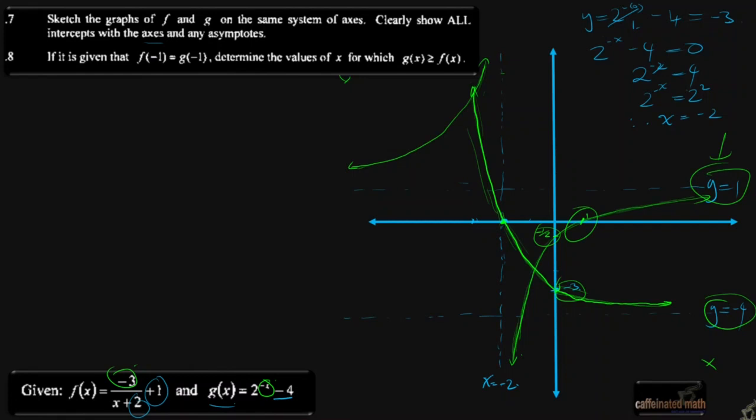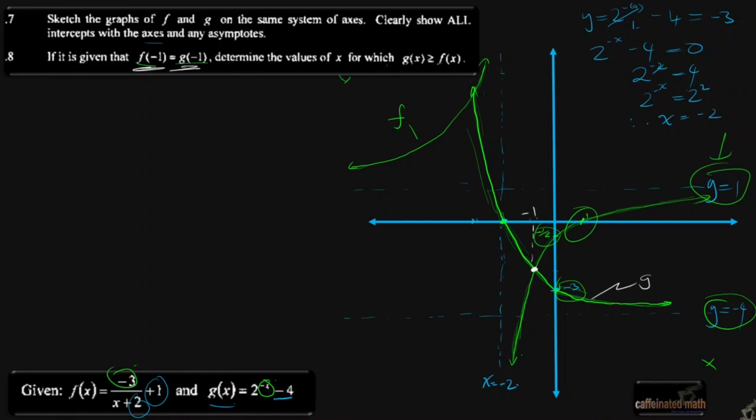Now, if it is given that f of -1 is equal to g of -1, determine the values of x for which g of x is greater than or equal to f of x. Well, one thing we haven't done, we know that that is f, and of course the exponential graph is g. So what they are telling us here is that this value, where the graphs intersect, is -1. That is what this indicates.